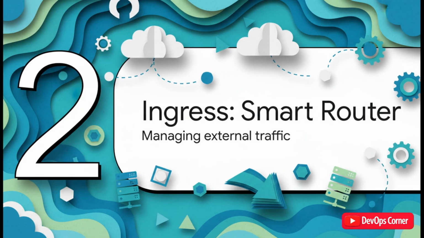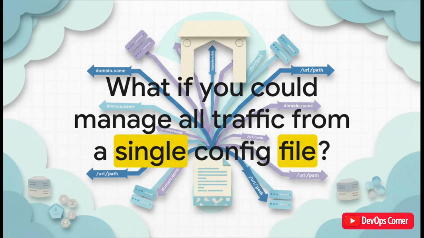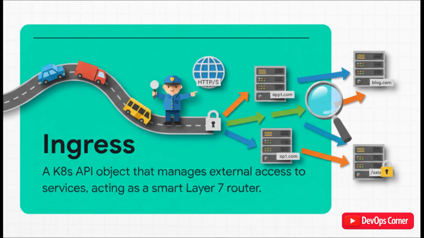And this is precisely where Ingress comes in. Think of it as the elegant solution, a much smarter and more centralized way to handle all that incoming traffic. I mean, just imagine for a second. What if you could manage all of your routing rules, sending traffic to different apps based on the domain name or the URL path, all from one central place using one simple configuration file right inside Kubernetes? Well, that's exactly what Ingress is.